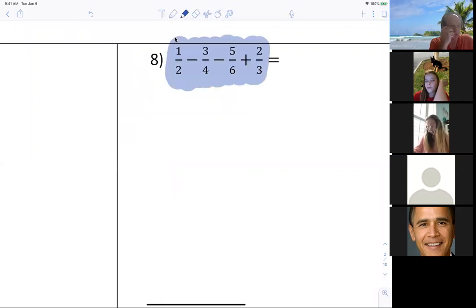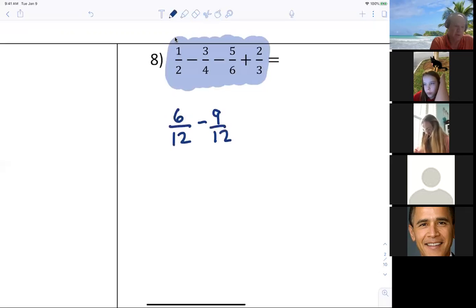What's the common denominator? What goes into 2, 4, 6, and 3? 12. 12, right? So the first fraction is 6 out of 12 minus what? 9. 9 out of 12 minus 10. 10 out of 12 plus 8. Wow, thank you. Come on, guys, it should be that easy for everybody.